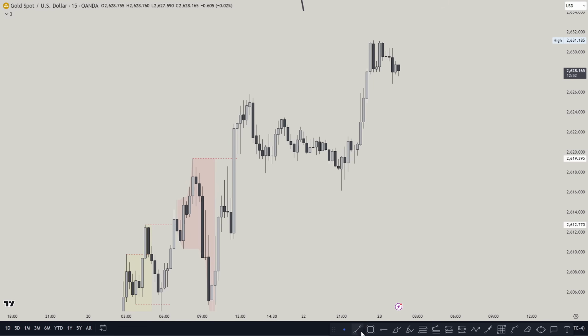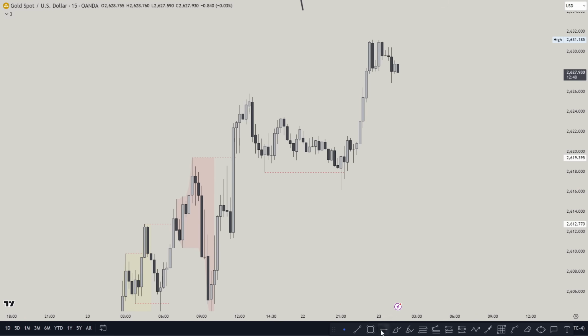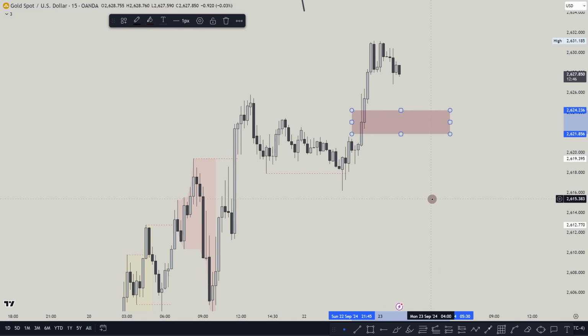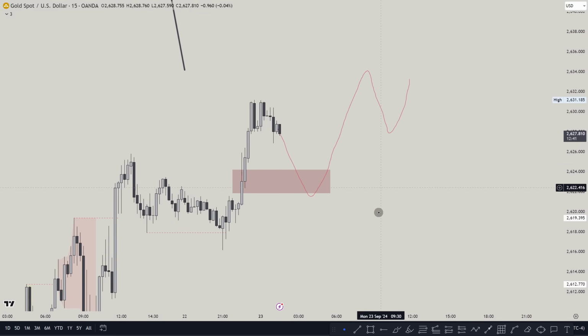In this case, I don't see any two breaks of structure to the downside. It means we are still bullish. Now I can see maybe price coming to somewhere in here and then pushing higher, unless we have something like this.